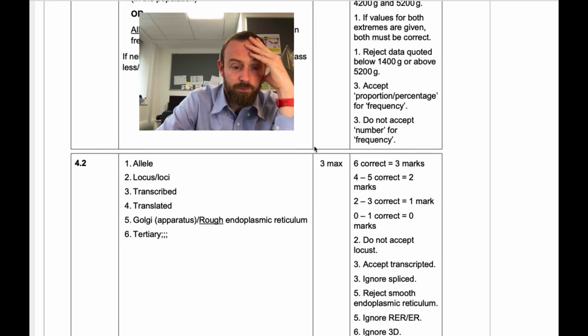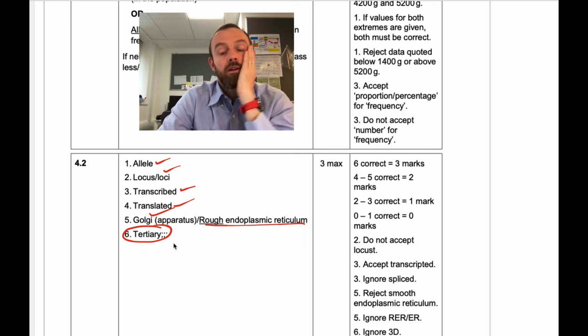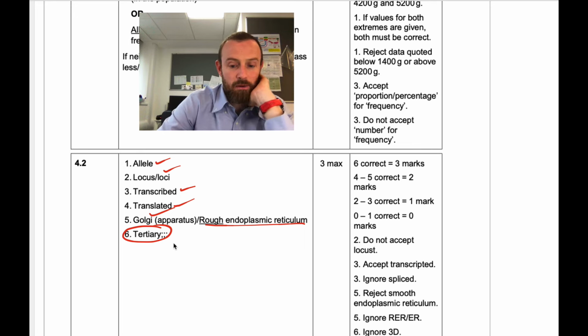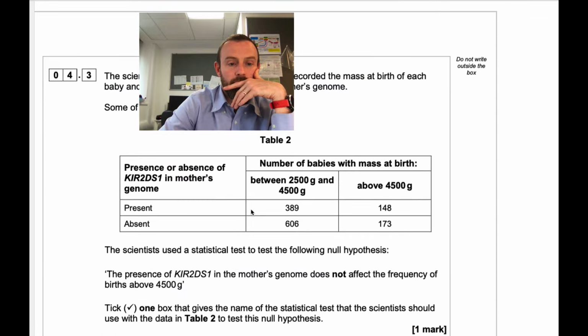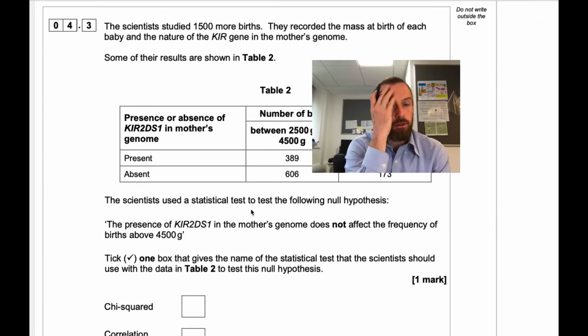Oh, I was wrong. Should have said tertiary. So this is right: allele, locus, transcribed, translated, Golgi, or the rough endoplasmic reticulum, either one. I should have said tertiary there. Tertiary is the right answer. I thought they were being tricky with it. Moving on. Okay, still on question 4.3.